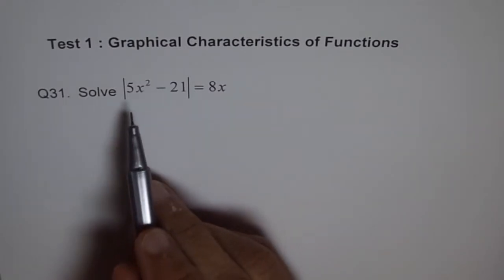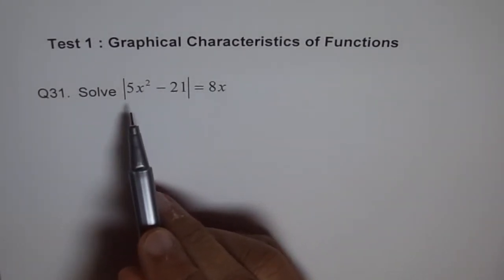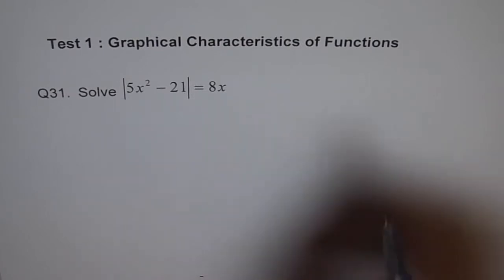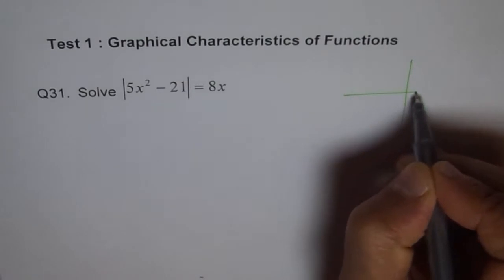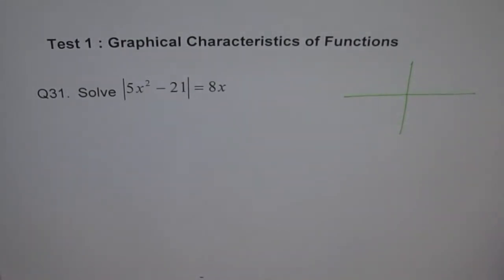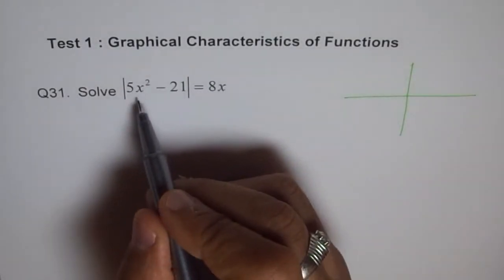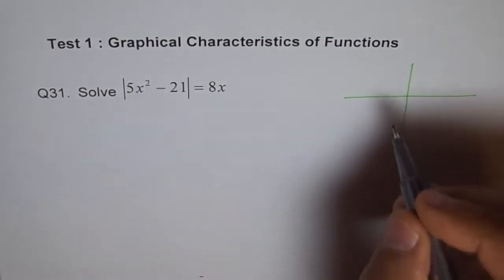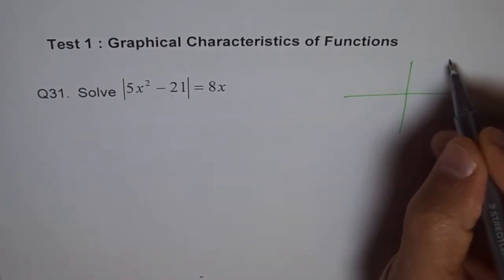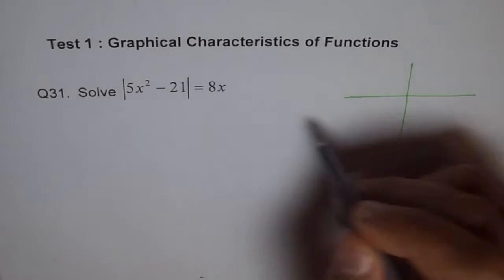First part is, let's try to understand what this left hand side, the absolute function, is. It'll be helpful to sketch it. So let's try to sketch it here. What we will do is sketch 5x squared minus 21. 5x squared is vertically stretched, and minus 21 means 21 units down. So x squared function, let us say this is x squared, and if I vertically stretch it, it becomes steeper, and then I bring it 21 units down.